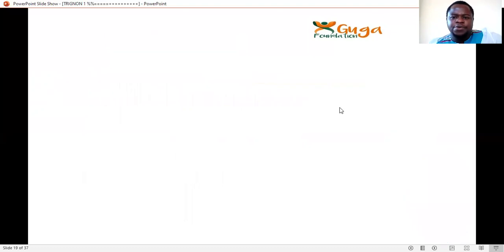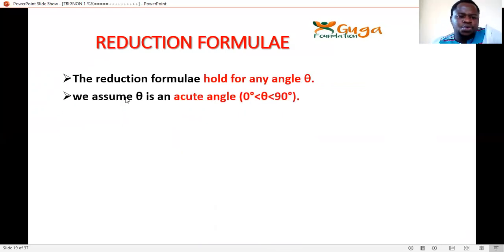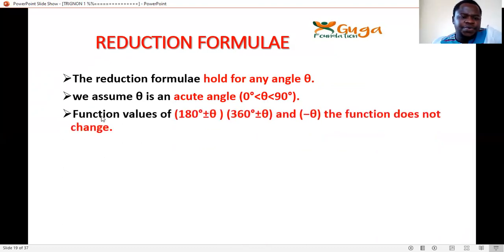So now let's look at the reduction formulae. Here the reduction formulae hold for any angle theta, so we assume that theta is an acute angle, meaning that it's less than 90 degrees. Now, for function values of 180 degrees minus or plus theta, or 360 minus or plus theta, and negative theta, the function does not change. In other words, they are not cofunctions, so it does not change.